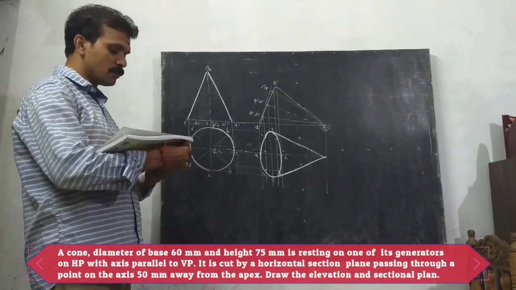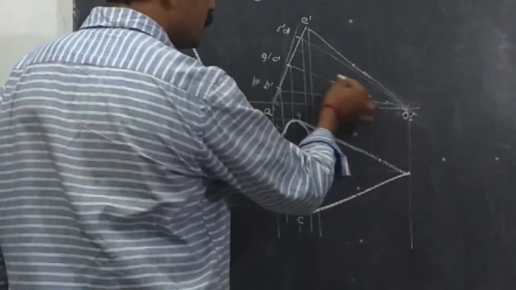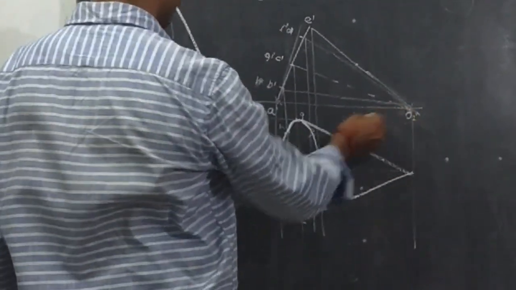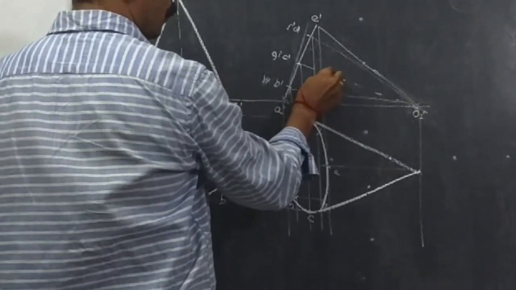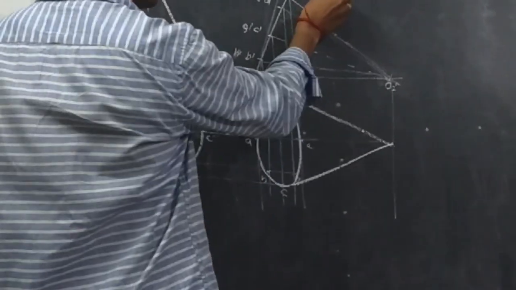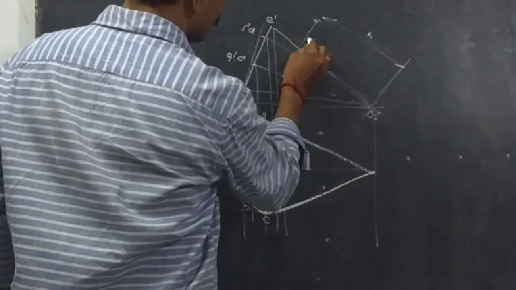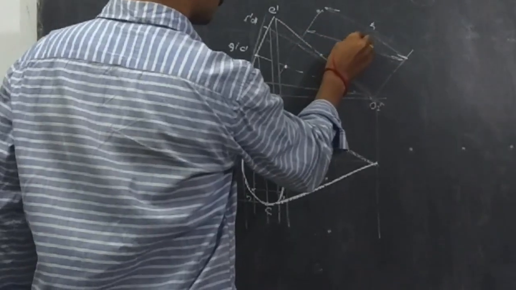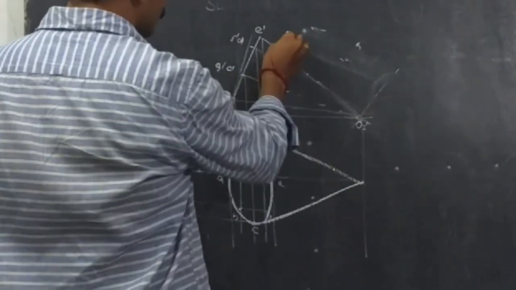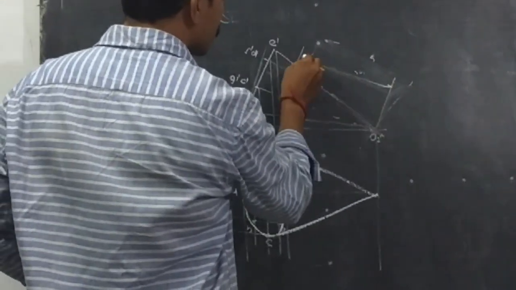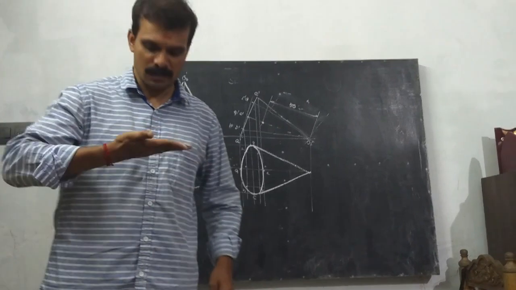So first we have to obtain the point which is 50 mm away from the apex. The height is 75, which is given. So 50 mm from the apex means from this point we can measure a point, and that point is at a distance of 50 mm from the apex, meaning this distance will be 50. Again, we measure like this, so this distance will be 50. So this is the point where the section plane will cut the solid.